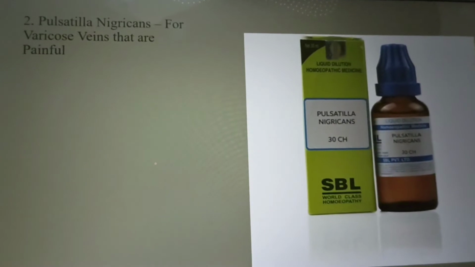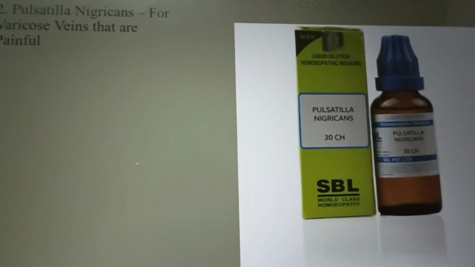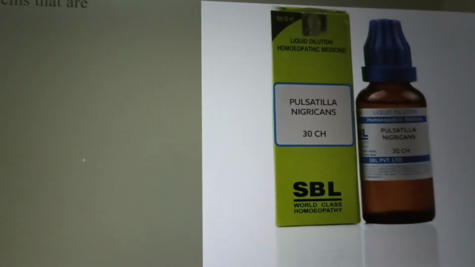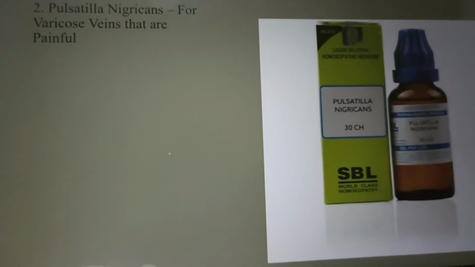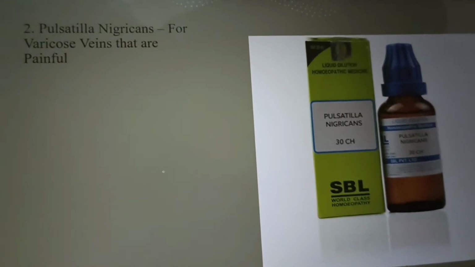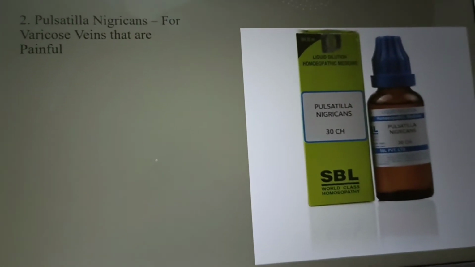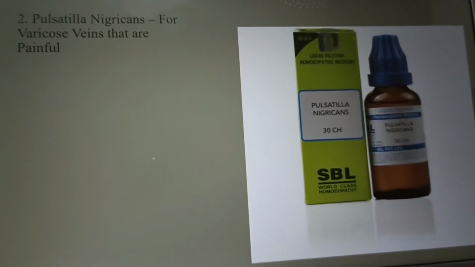This medicine is used for varicose veins that are very painful. So, Pulsatilla nigricans is a natural medicine prepared from the plant windflower. The natural order of this plant is Ranunculaceae. Pulsatilla is an excellent remedy for varicose veins that are very painful.